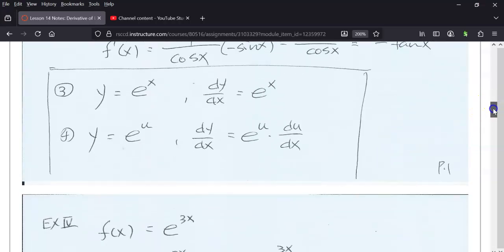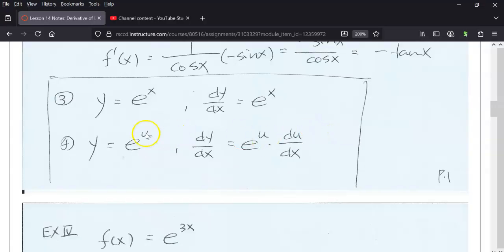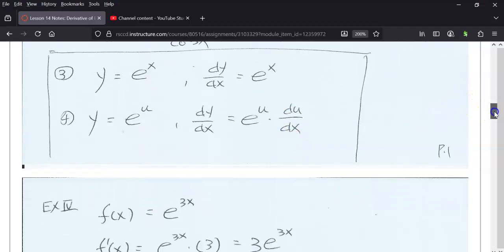Now we apply this to the second part, rules number 3 and 4. If y equals e to the x power, then dy/dx is simply equal to e to the x. And the chain rule applies as well. If y equals e to the u, then dy/dx must equal e to the u times the derivative of this exponent u, so du/dx. Let's look at some examples.